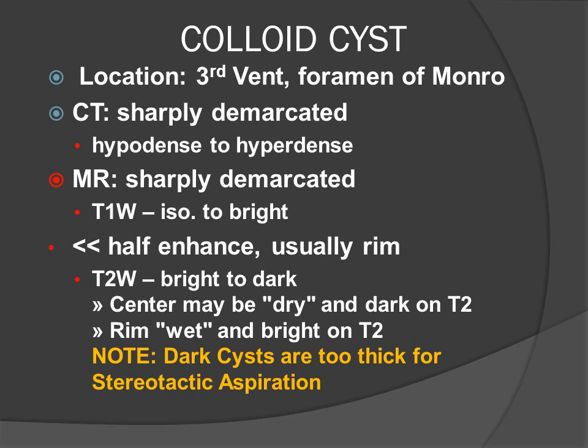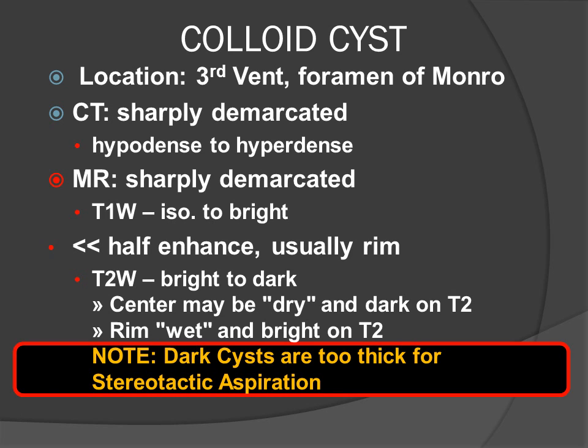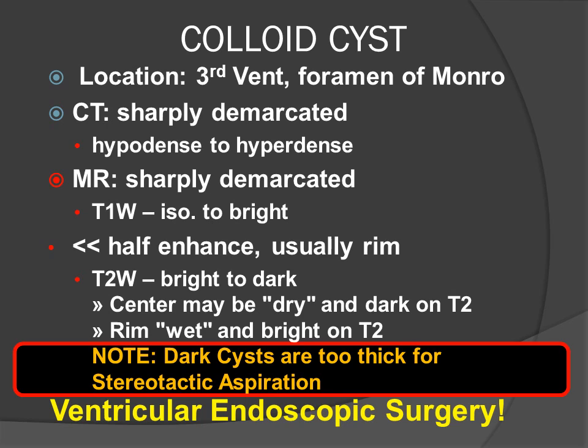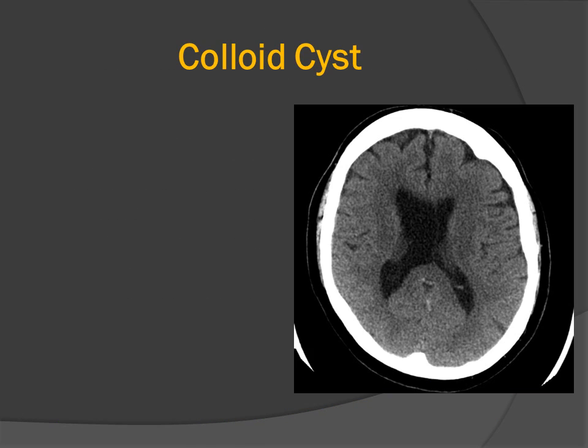It's sharply demarcated on CT, but can have variable attenuation. On MR, it's in the same location, sharply demarcated, but it also has variable signal intensity. Some colloid cysts, which are dark on the T2 weighted image, are too viscous to allow stereotactic aspiration. And in these cases, ventricular endoscopic surgery is needed for treatment or removal of the colloid cyst.